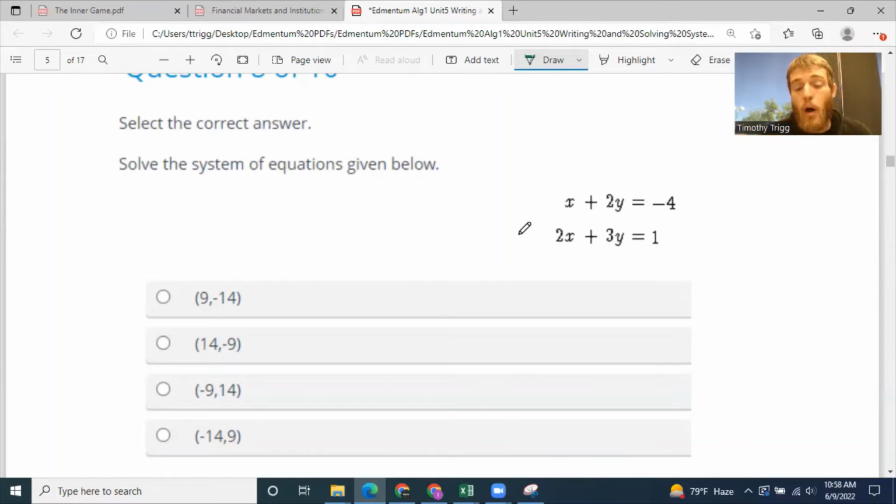Well, what I would want to do is solve for a variable in one of these equations. So I want to get a variable by itself in one of these equations. What's the simplest way to do that in this case? In this first equation, x is almost by itself. We just need to get rid of this plus 2y, don't we? So how do we get rid of this plus 2y? Well, we could subtract 2y on both sides of the equation, giving us that x equals negative 2y minus 4.